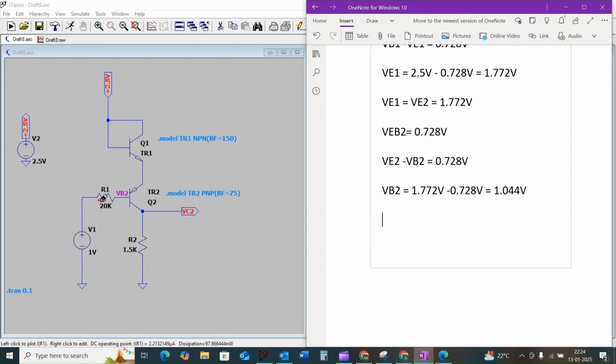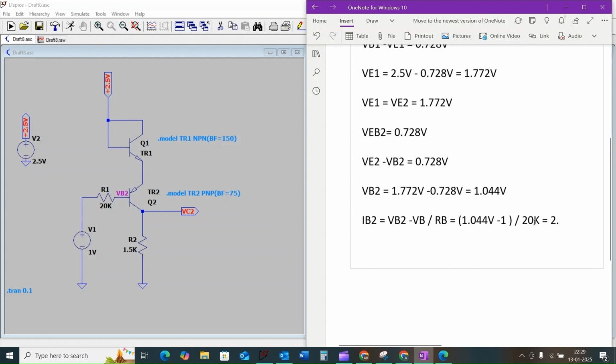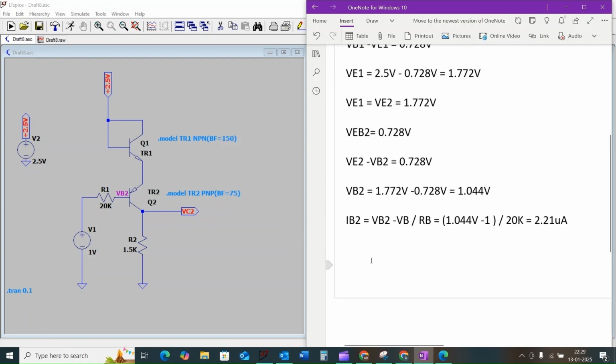Now we will find the current through the base terminal of the transistor Q2. That means IB2 is equal to VB2 minus VB divided by RB, the resistance at the base terminal of the transistor Q2. That is equal to 1.044 volt minus 1 volt divided by 20 kilo ohm, which is equal to 2.21 microamps. So 2.21 microamps of current flows through the base terminal of the transistor Q2.